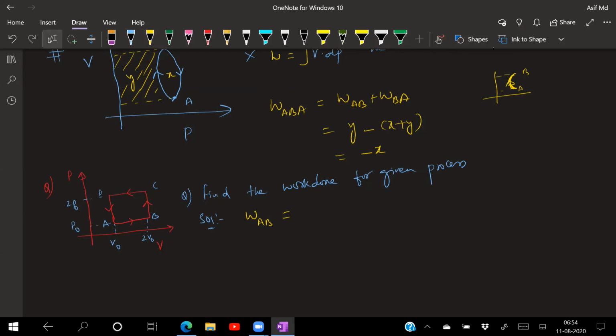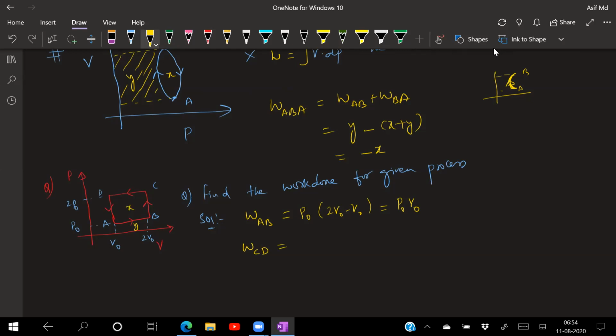Work done from A to B will be... sir, it will be Y. That is 2V naught minus V naught, V naught it will be, sir. Pressure is how much for me? P naught, into 2V naught minus V naught. That means this will become P naught into V naught. Positive or negative? Positive only, sir. Very good.